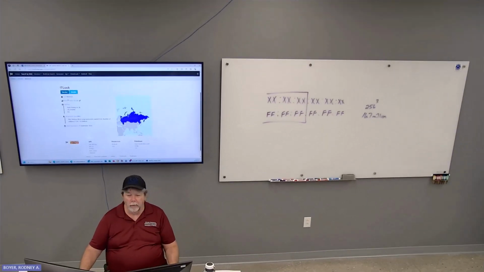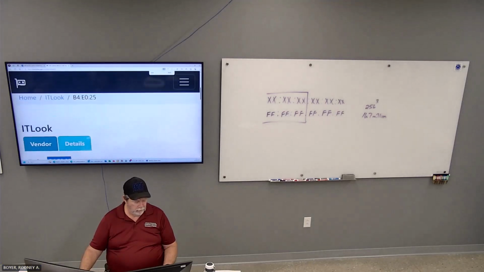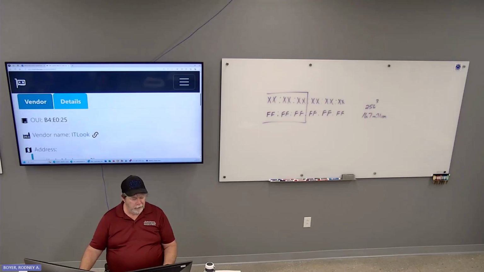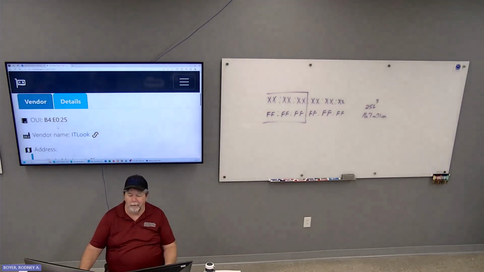So anyway, Colton, to answer your question, this OUI, let me zoom in and see it better. There we go. This OUI is registered to IT Look. They have 16.7 million different network adapters that they can manufacture before they need to have another OUI.